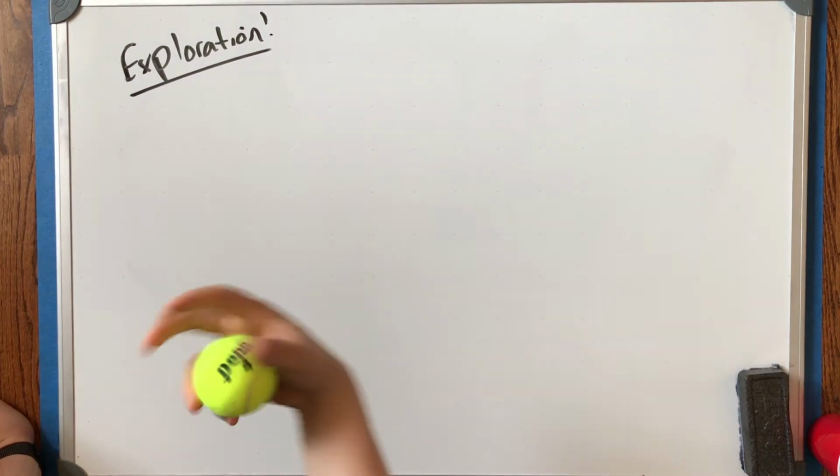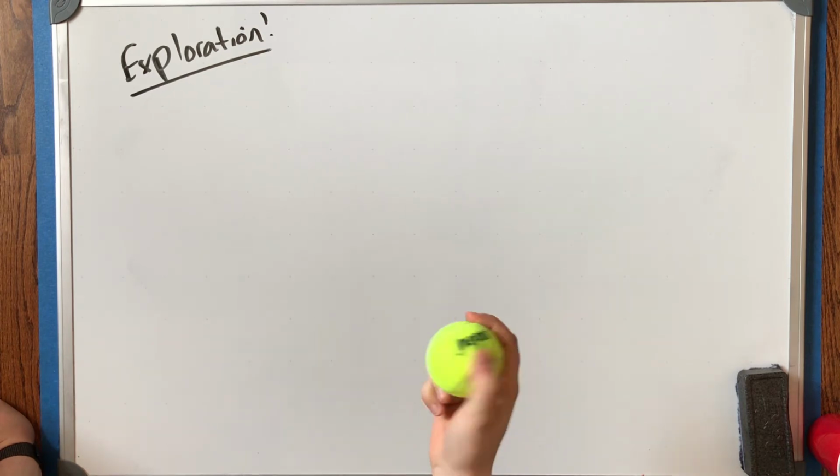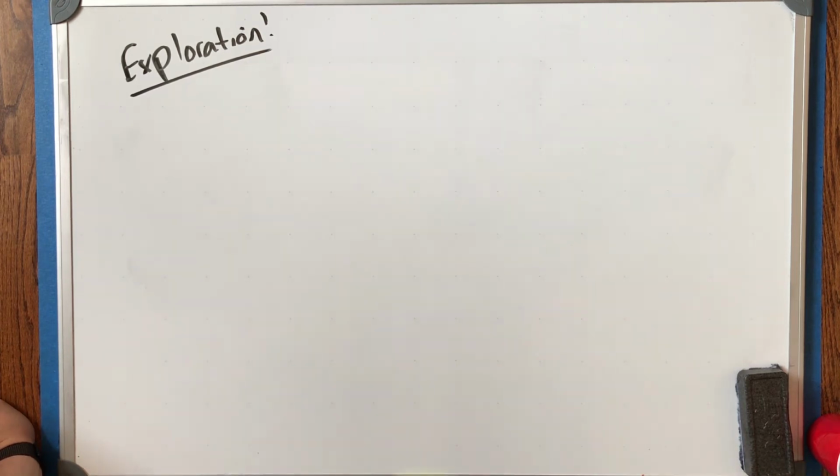If we were in class, I would be taking a tennis ball or some sort of ball, maybe Olaf, I don't know, and I'd be throwing it at one of you. And we would be talking about what path it takes as it travels through the air.